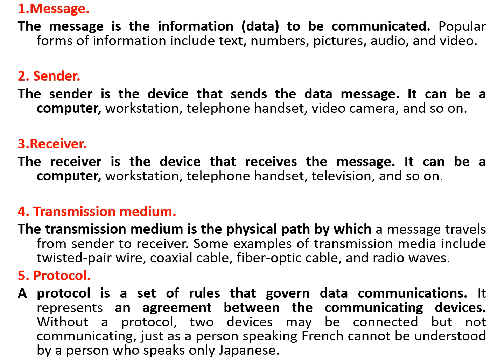Protocol. Protocol is the fifth component in the communication system. Here the protocol is basically a set of rules that govern the data communication. It represents an agreement between the sender and the receiver, or the communicating devices. Without any protocol, the two devices look like they are connected but not communicating. Just as if there are two persons, one speaking French cannot be understood by the person who speaks Japanese. So they are communicating, but actually the information has not been exchanged between the two persons.